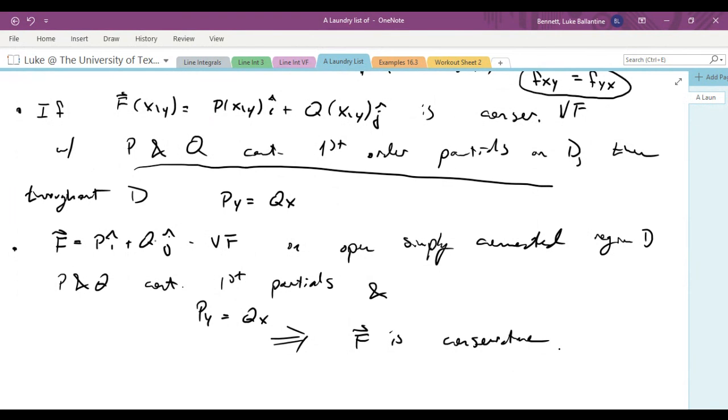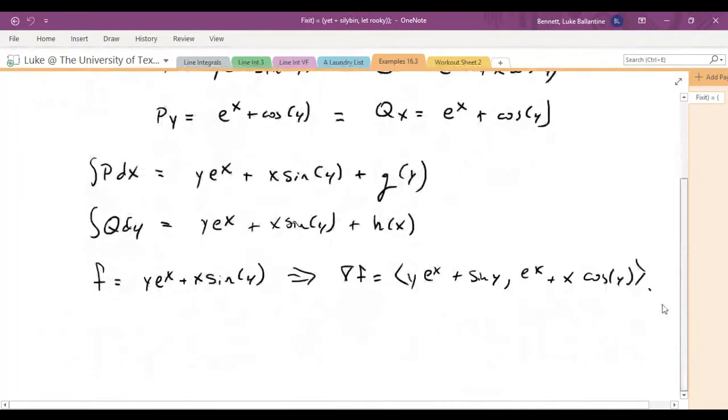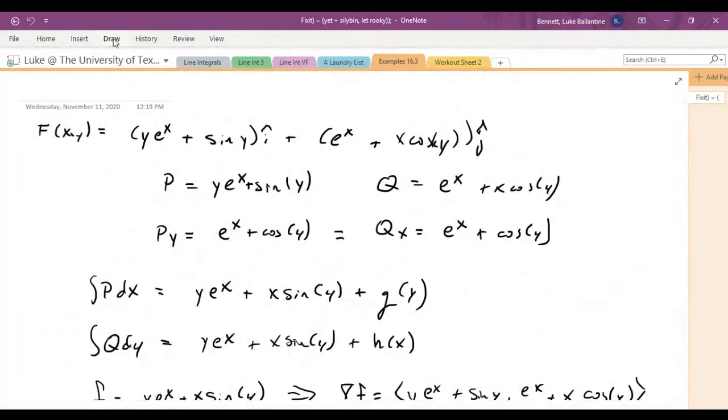I think I have a small example coming up next. See, what did I do? Oh, I worked it out right here. Well, I guess I'll just erase it and do it again.